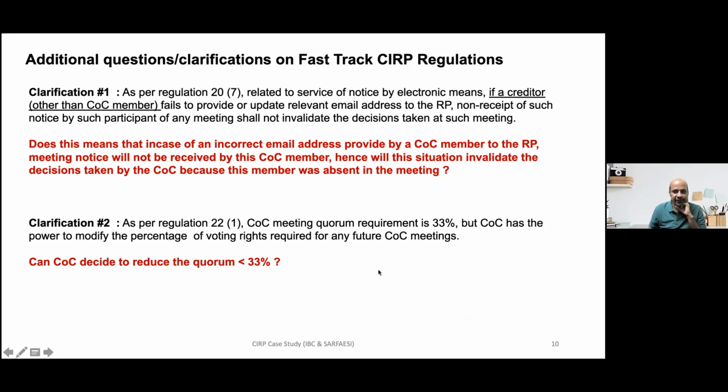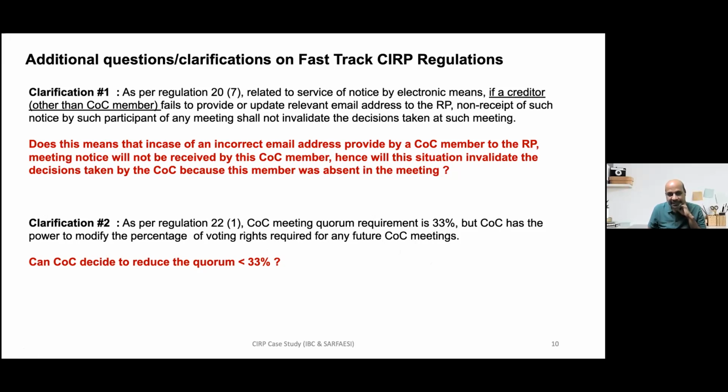Okay, fair enough. Then I'll move to number 2, same on fast track CIRP. As per regulation 22 sub-regulation 1, the COC meeting quorum requirement is 33%, but COC has the power to modify the percentage of voting rights required for any future COC meeting. So can COC decide to reduce the quorum to less than 33%? So Neha ji is saying no, they cannot. COC cannot override IBC. Okay.